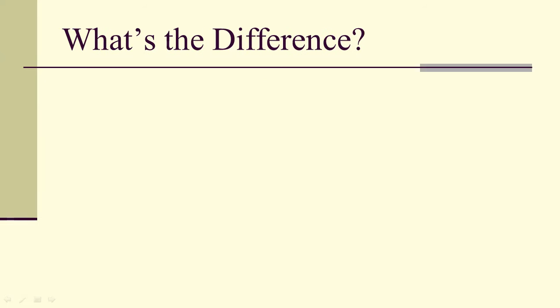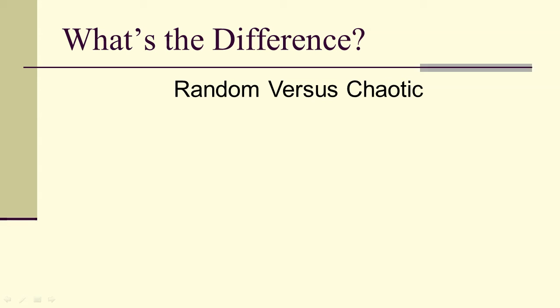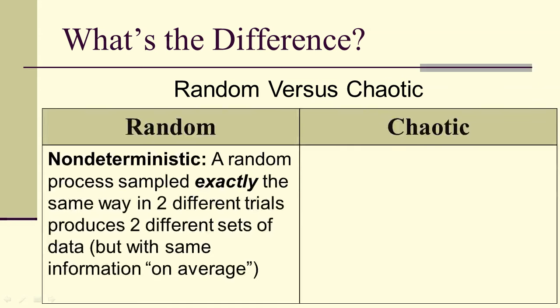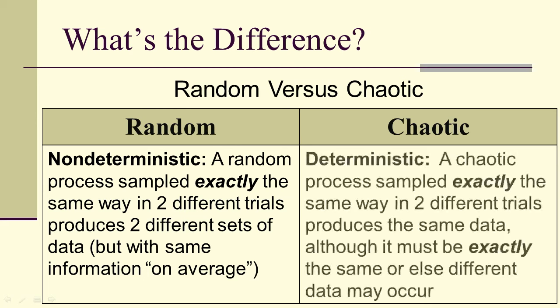So what's the difference? Well, let's look at random versus chaotic. Random is non-deterministic. A random process sampled exactly the same way in two different trials produces two different sets of data, but with the same information on average. Chaotic is deterministic. If we sampled precisely the same way in two different trials, we would get precisely the same data, although any tiny variation will lead to something much different.